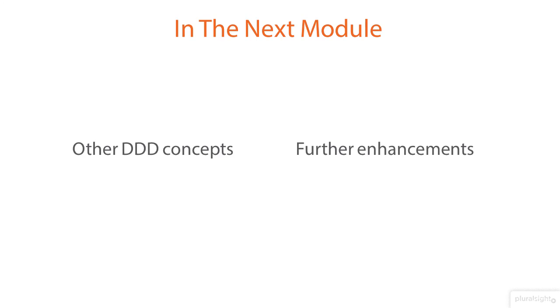In the next one, we'll look at some DDD concepts we didn't discuss yet, such as domain services and factories. We will see what further enhancements our application can take in the future. We'll also talk about some common anti-patterns programmers employ when they start applying DDD principles.